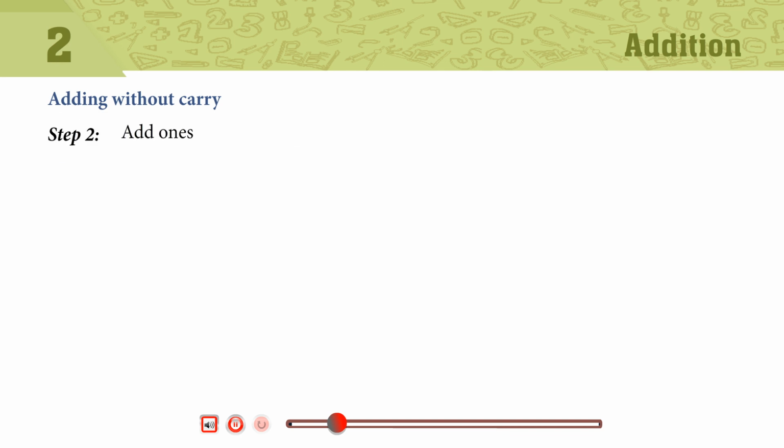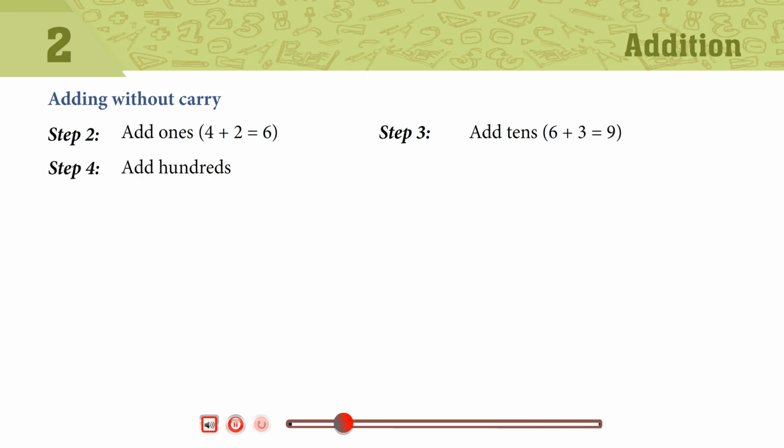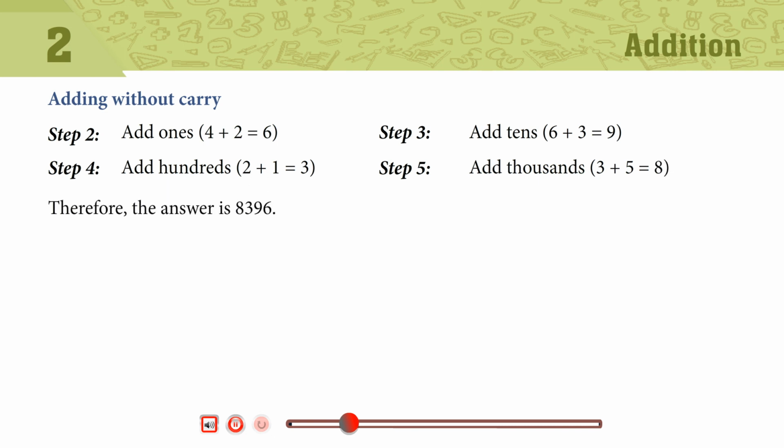Step 2. Add ones. 4 plus 2 is equal to 6. Step 3. Add tens. 6 plus 3 is equal to 9. Step 4. Add hundreds. 2 plus 1 is equal to 3. Step 5. Add thousands. 3 plus 5 is equal to 8. Therefore, the answer is 8,396.